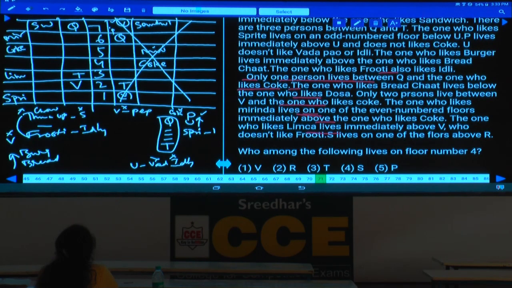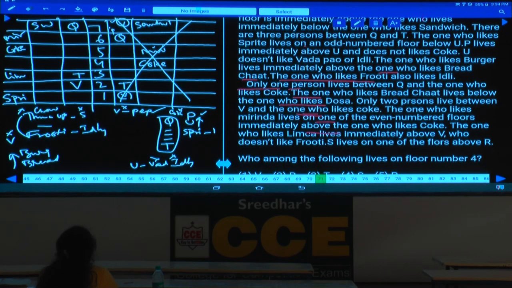Now Sprite is here. After this Sprite, V is not Pepsi. V is not Pepsi. We have taken this information as well. And regarding this Coke, there is information: only one person between Q and the one who likes Coke, isn't it? P and U. Now these P and U are immediate neighbors of each other, and the one who likes Sprite lives on an odd number floor, and P lives immediately above U and does not like Coke. And P does not like Coke.